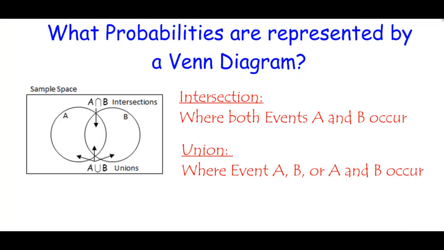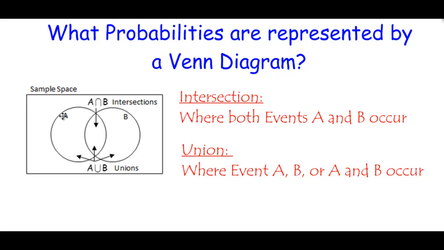So what probabilities are represented by a Venn diagram? You can find lots of different things within it, and what we're going to be mainly talking about are intersections and unions. So if I have two events, event A represented by this circle, and event B represented by this second circle, and we're going to call this entire box the sample space, any possible event that can occur. So if I look at where the two circles overlap, that's called an intersection. That's where events A and B happen at the same time.